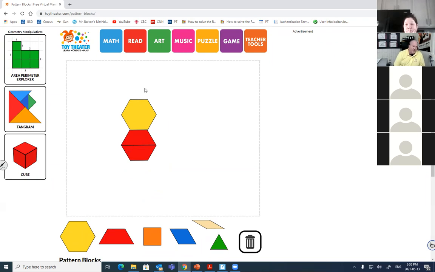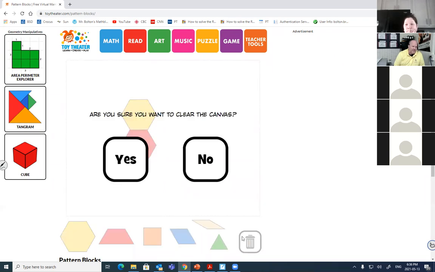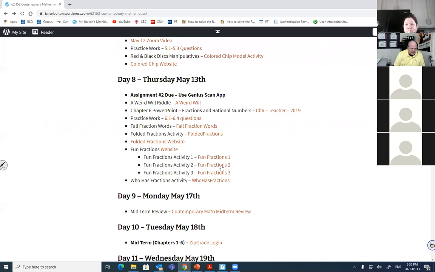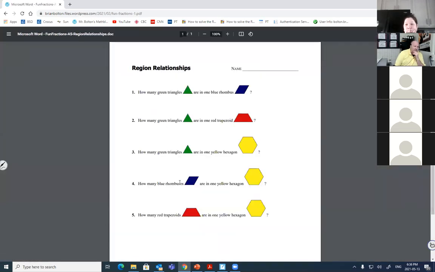So anyways, you can see that there's a fraction, there's a half of it, right? So you can do that. That's one of the ones. And I think I list on here, where's the activities? So this is really cool. You can give kids these ones. How many green triangles are in one blue rhombus? Then you can give them the shapes and they can deal with the fractions on the side. These are kind of fun ones to do.